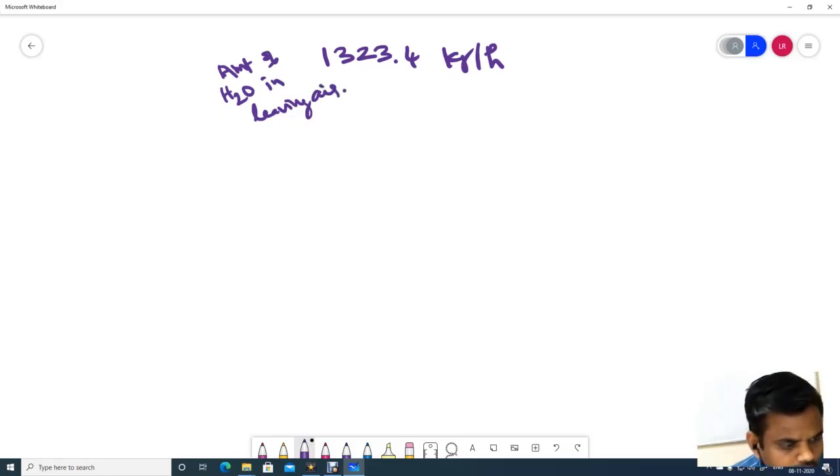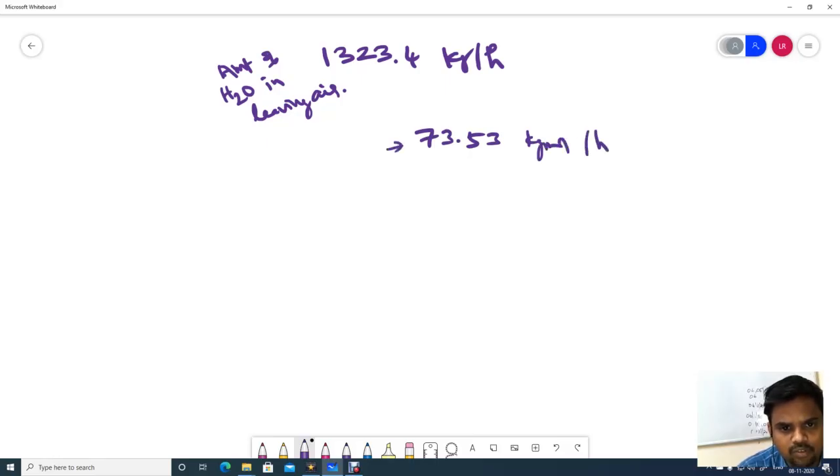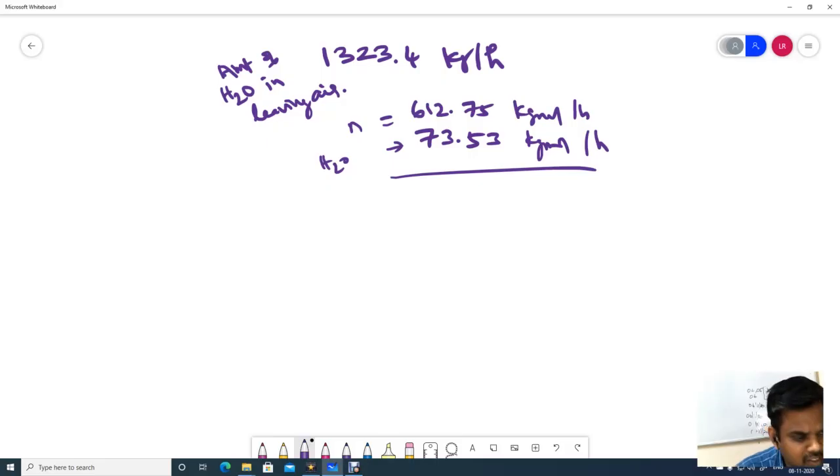Now what is the molar flow rate of dry air leaving the dryer? Okay, so we have the amount of water in leaving air as 1323.4 kg per hour, and we have just calculated 73.53 kg moles as the amount of water. What is the total kg moles we have calculated? Total kg moles N is equal to 612.75 kg moles. So from this we can determine the molar flow rate of dry air leaving the dryer. That's what I was telling you.